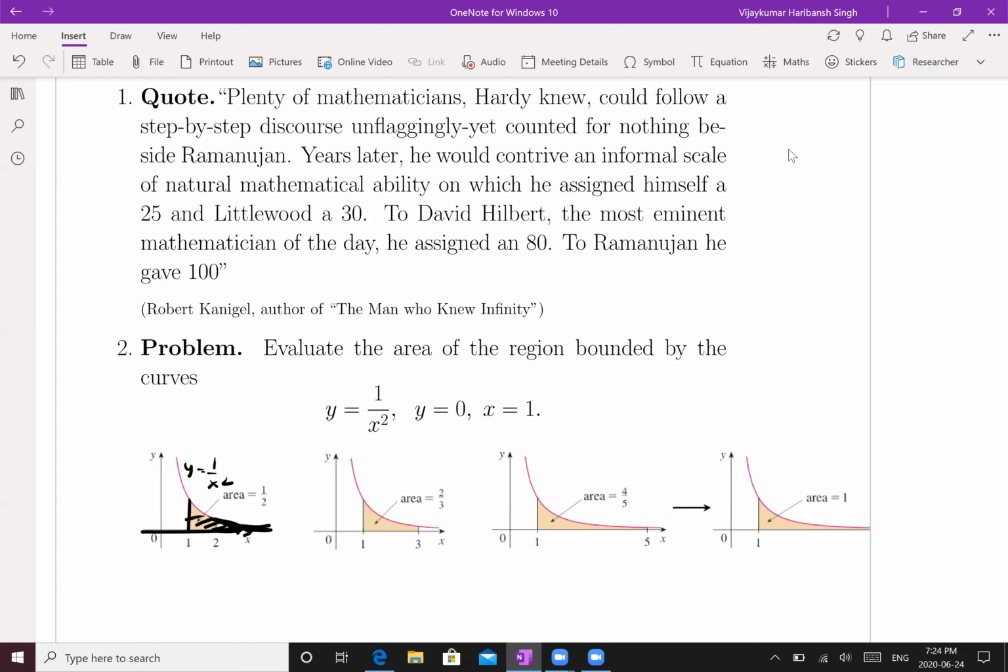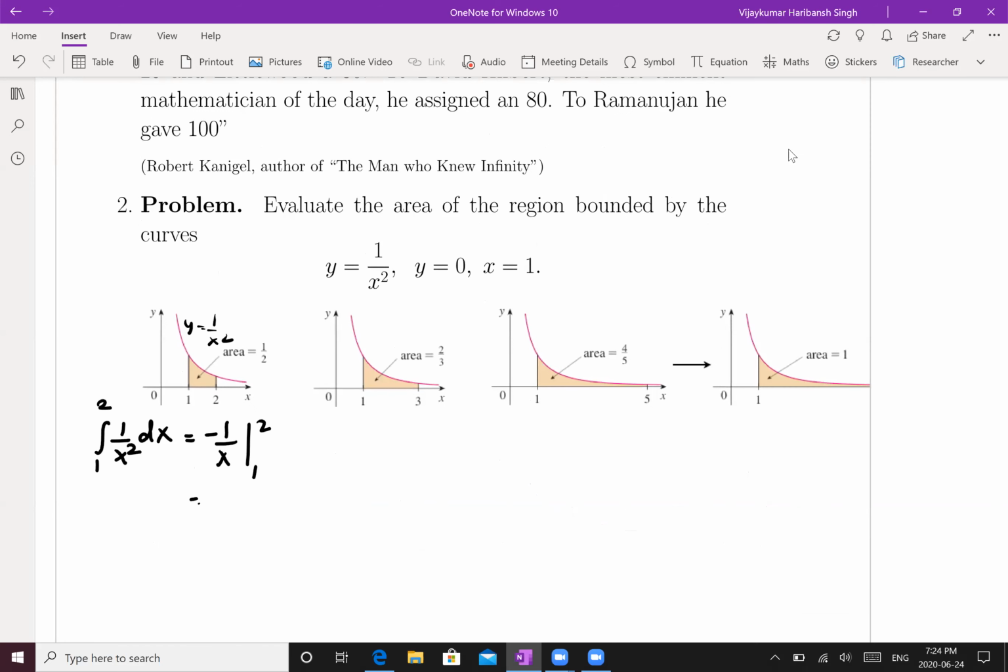So let's first see the area below 1 by x squared from 1 to 2. That is given by integral 1 to 2 of 1 by x squared dx, which is the same as minus 1 by x from 1 to 2. That is going to be minus half plus 1, which is going to be half.